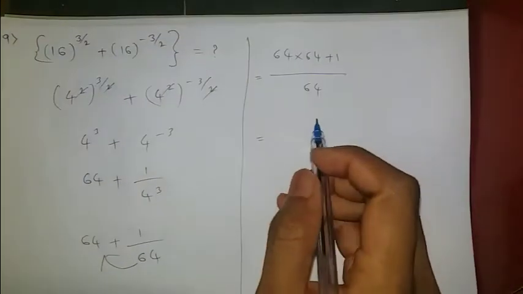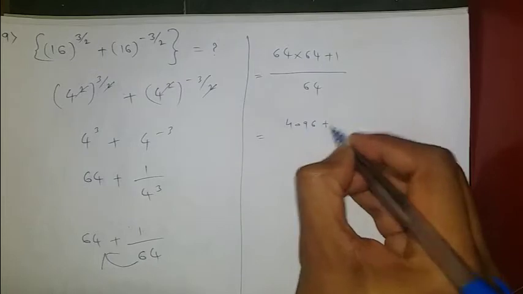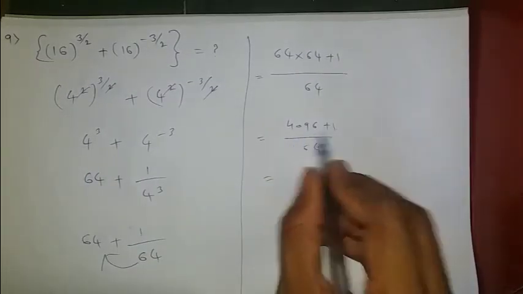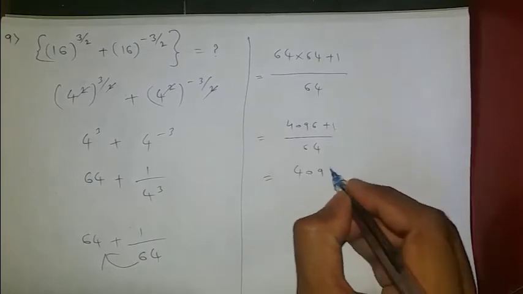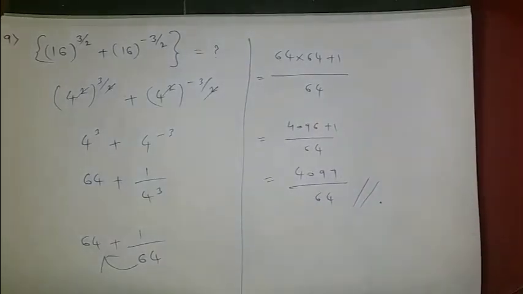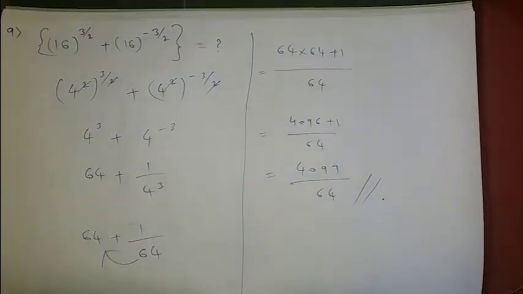Okay, 64 into 64 is nothing but 4096 plus 1 divided by 64, which is nothing but 4096 plus 1, 4097 divided by 64. Okay, let's move to the next question.